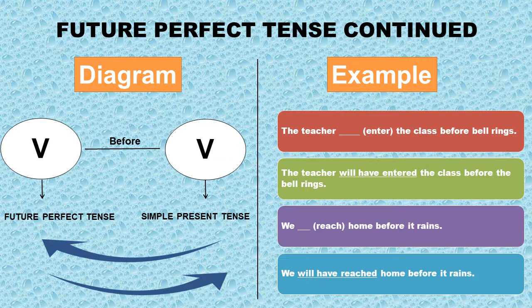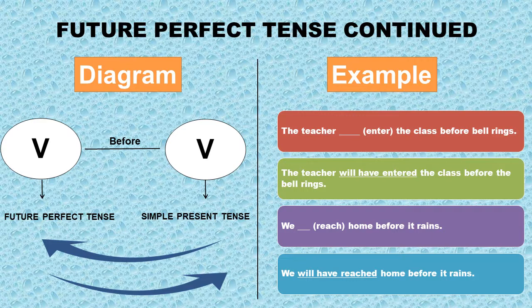Let us now try to understand future perfect tense through a diagram. So, like the previous diagrams, this diagram also has three parts: two verbs and one signal word, before. So, if we look at the example now, the teacher (within bracket) enter the class before bell rings. This verb is in simple present tense, and we have the signal word before. So the other verb where we have to work upon will be written in future perfect tense. So your answer would be: the teacher will have entered the class before the bell rings.